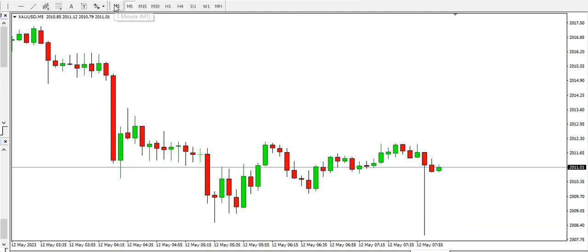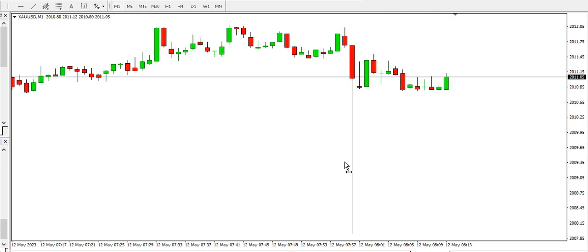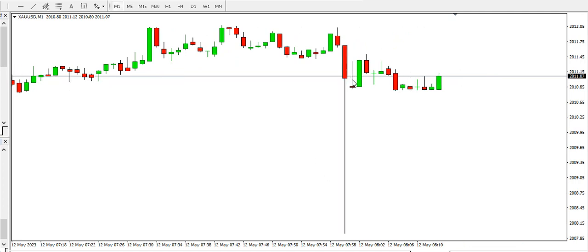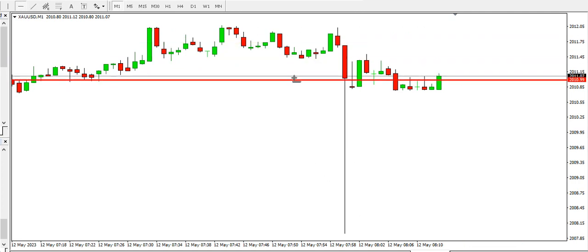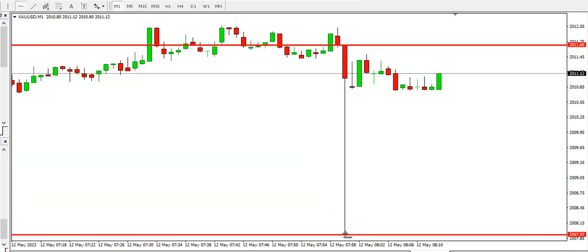On the 5 minutes time frame it is currently bearish. Look for selling opportunities. On the 1 minute time frame, we can see this long spike of candle to the downside. The candle itself is how many pips?